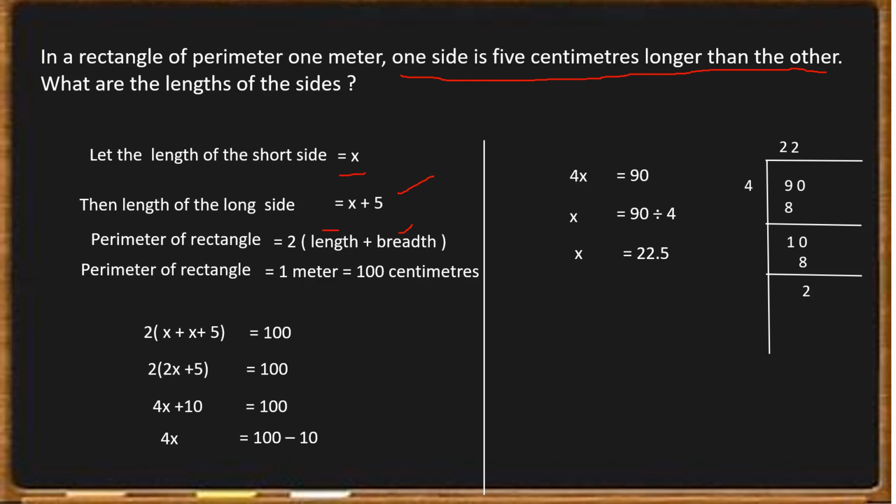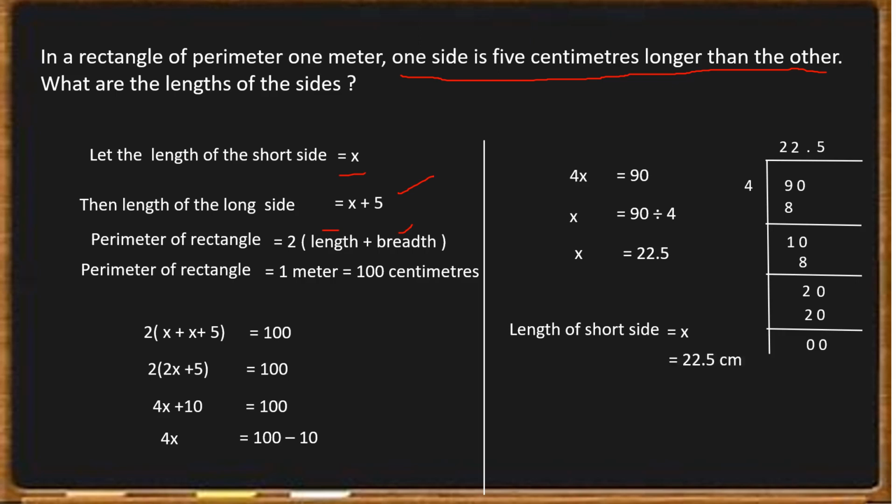And here we have nothing to bring down. So we are putting a dot and then writing a 0 after 2. So we get 20, and we are checking how many times 4 gives 20. 5 times 4 gives 20, and we get the remainder 0. And so x is 22.5. All of you go through this step and do this step by yourself.